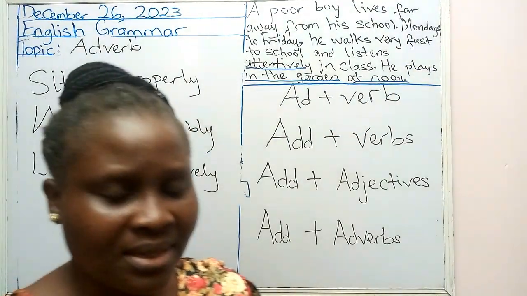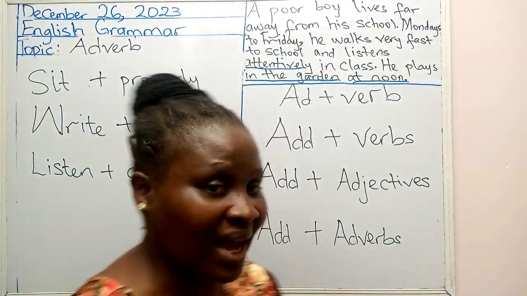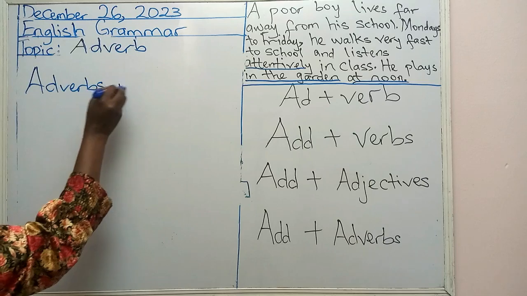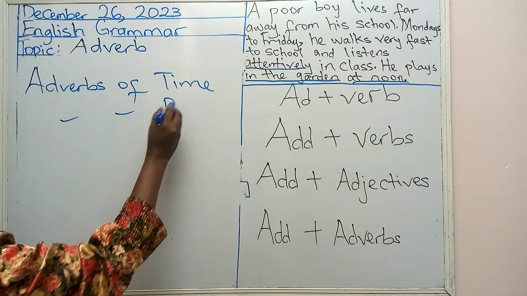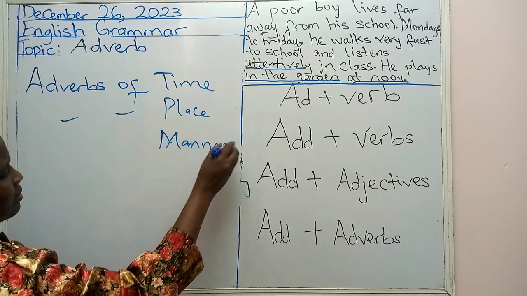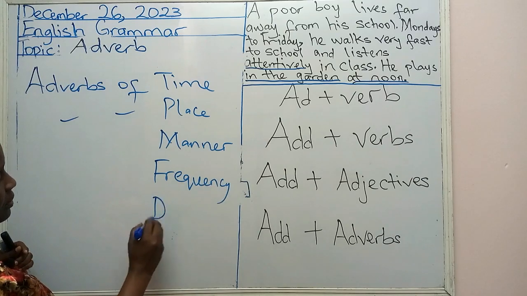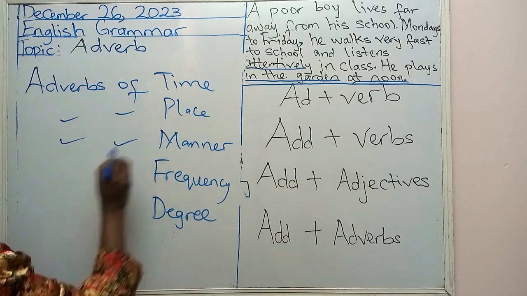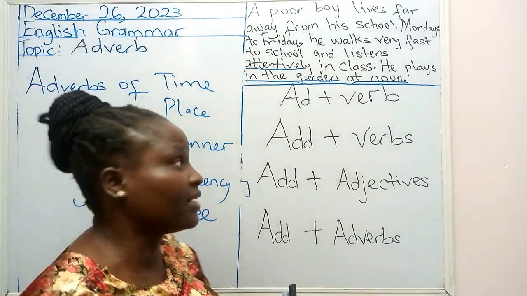Let's work with that. And this brings us to the different types of adverbs that we have. Adverbs of time, adverbs of place, adverbs of manner, frequency, degree. Because of time, we will look at the storyline and discuss the adverbs in there.